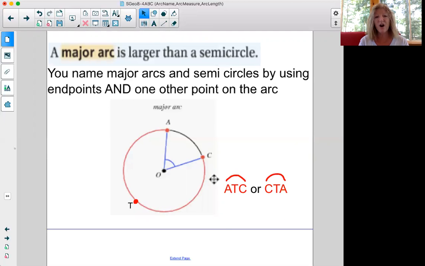And a major arc is an arc that is larger than a semicircle. And again, you have to use 3 points to name a major arc. So this red arc, you could either name ATC or you could name it CTA. You have to begin and end with the endpoints and then use any point it passes on its way in between the two endpoints. So for semicircles and major arcs, you need 3 letters. For minor arcs, you just need to use the endpoints.